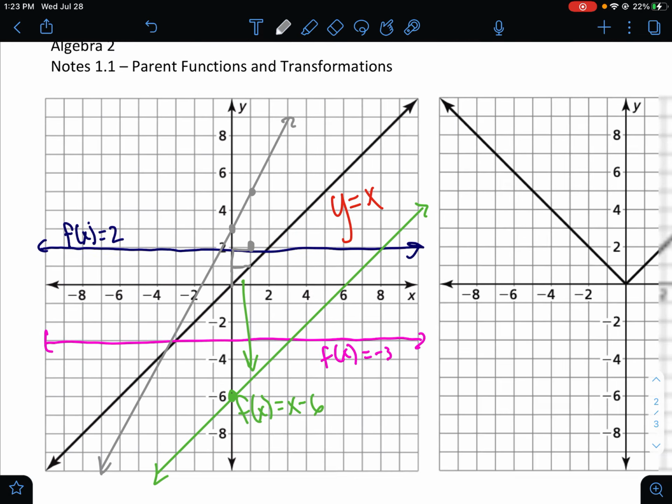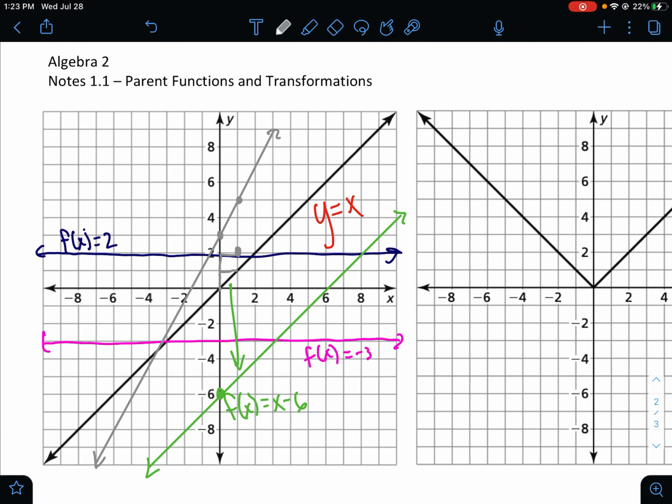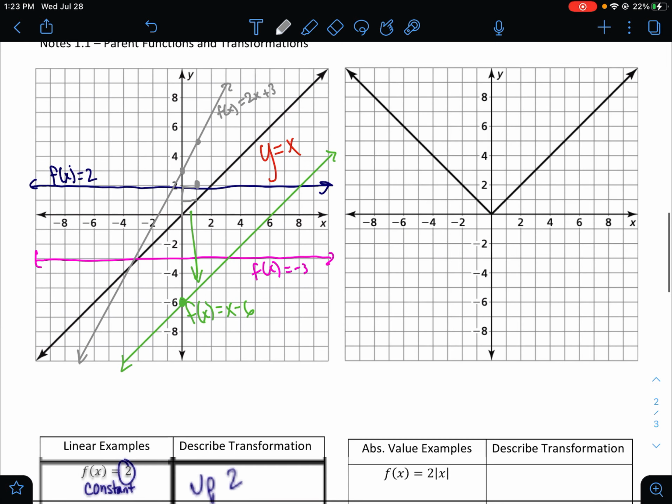There you go. And so that's the shift. It's gotten steeper, but then also shifting up 3 units. So this would be f of x. I know it's not f of x. We changed the letters in all of these, but this is 2x plus 3.